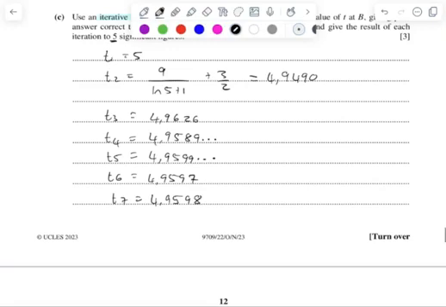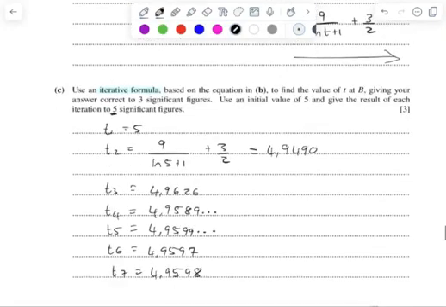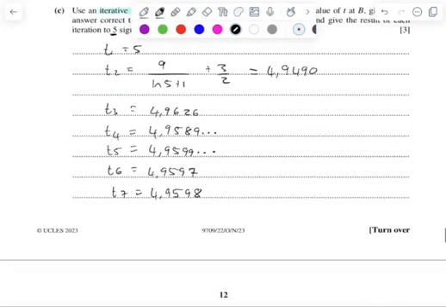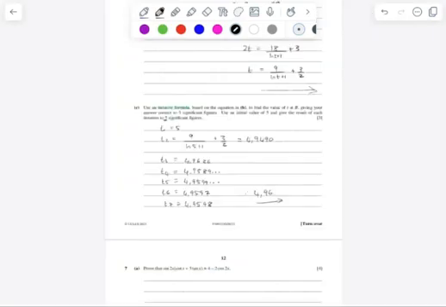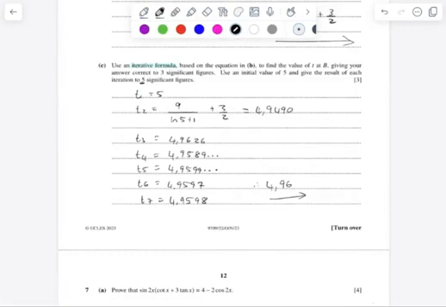Okay, how many do they want? They want us to give the result to 3 significant figures. Okay, I'm just pushing equals quite a lot of times, and I'm noticing that my first 3 don't change. So my final answer, I'm going to give a final answer of 4.96. And that is that question. So really nice iterative question.